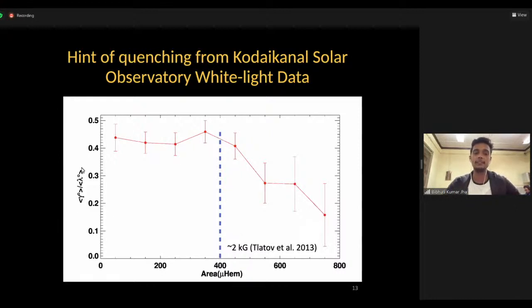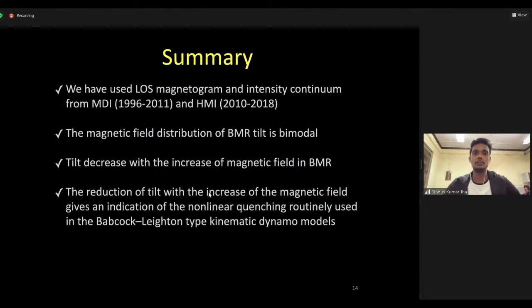When we plotted the mean tilt divided by mean latitude with respect to area, we found that after some point it starts decreasing. The point where there is a deflection is around 400 millionths of a hemisphere, which corresponds to 2 kilogauss, and it is also in agreement with what I got from the magnetogram data. For this I used the relation between the maximum magnetic field and area that was derived from HMI and MDI by Tlatov et al. in 2013. So this is the end of my talk.